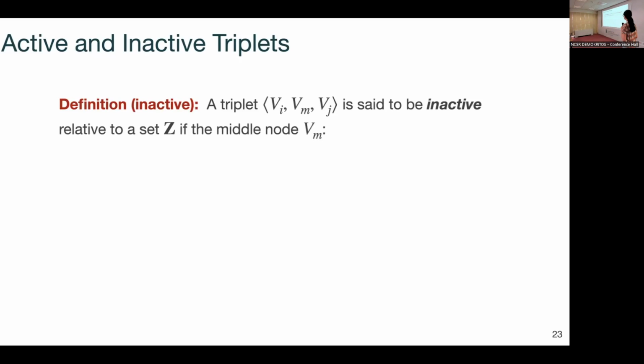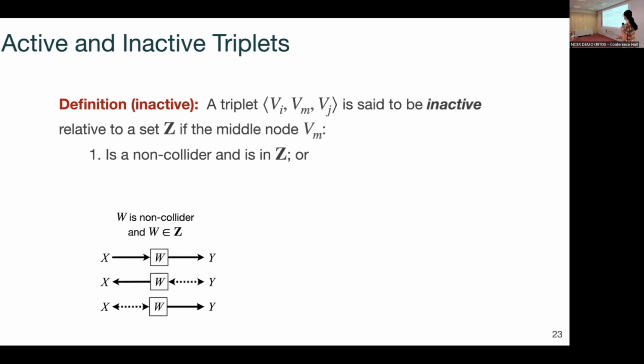So a triplet is said to be inactive, always relative to a set of variables, which is going to be the observed variables. It's going to be inactive if the variable VM, which is the variable in the middle of this triplet, is a non-collider and is part of the set Z. Those are examples where conditioning on the variable in the middle, the case of the chain and the fork that I explained to you. If you observe this variable in the middle, then you make this triplet inactive. So those are cases where the variable in the middle is a non-collider and is in the set Z.